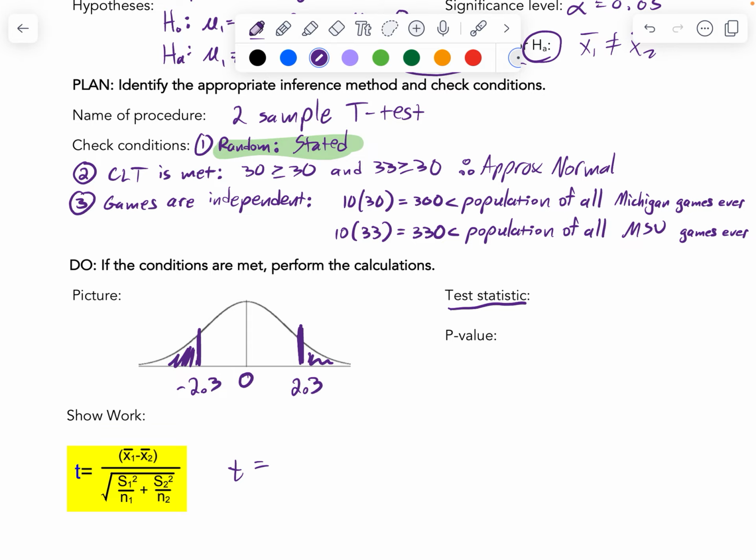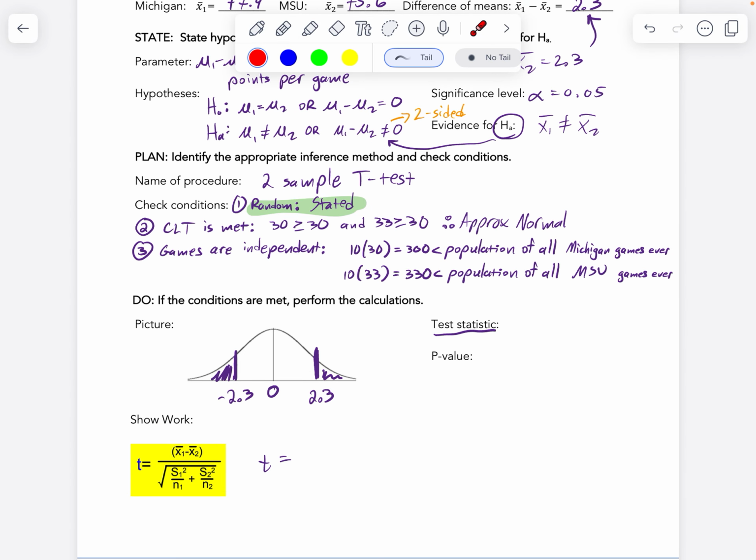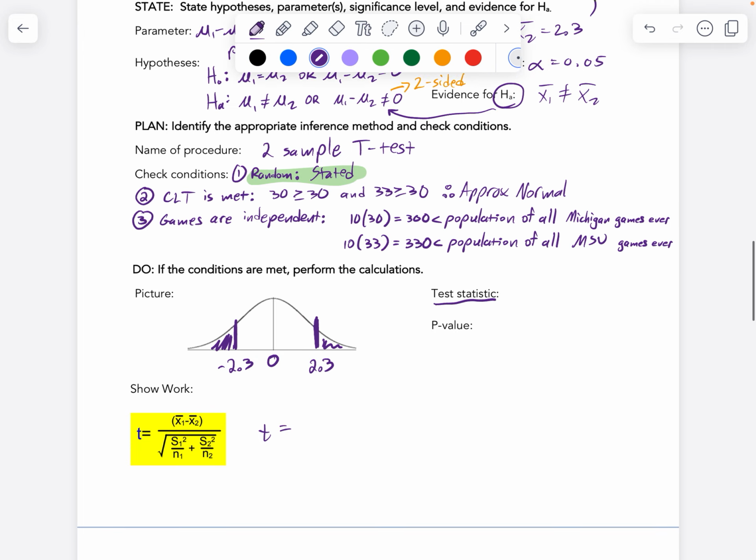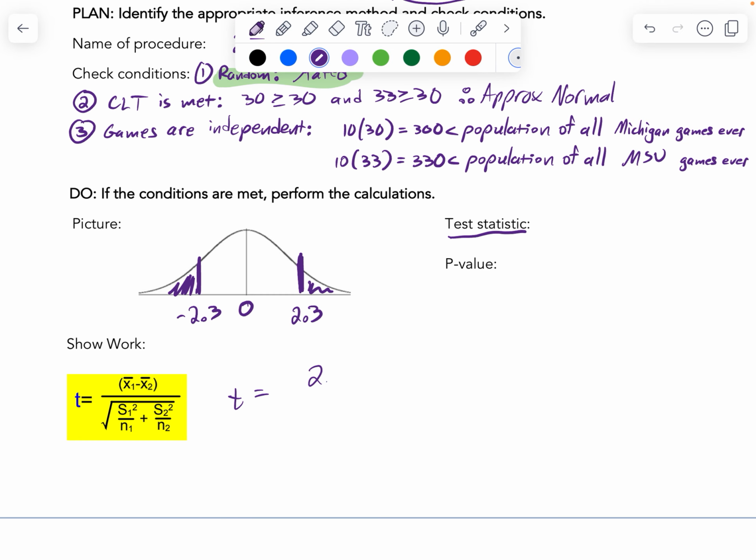So x bar 1 minus x bar 2, that's my numerator. I already did that. It's right here. It's 2.3, easy peasy, because that's essentially saying how far is this from 0? You may remember when we did proportions, I put minus 0 here, but you never need to do that, folks. So forget it. Let's just do 2.3.